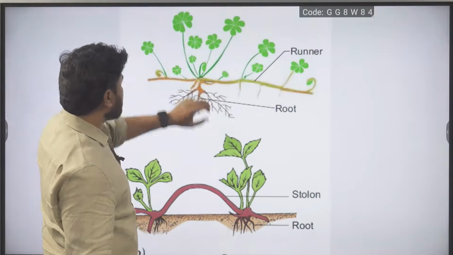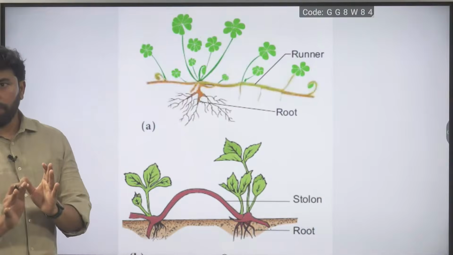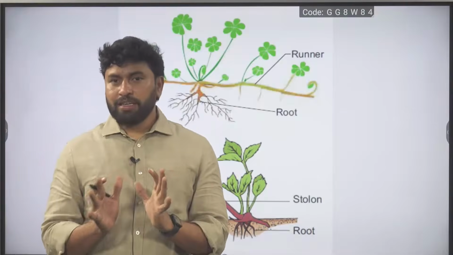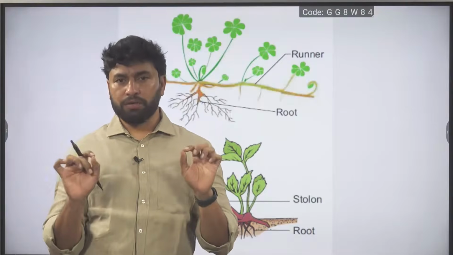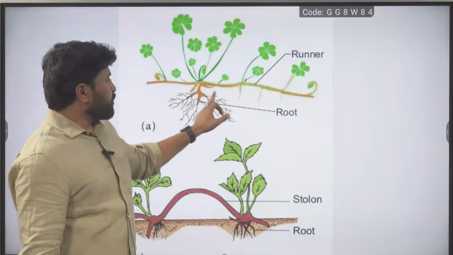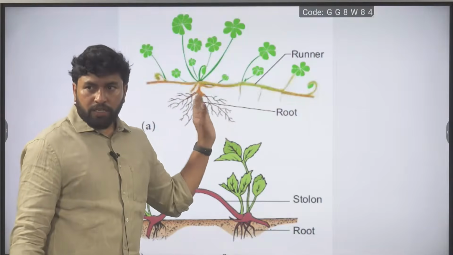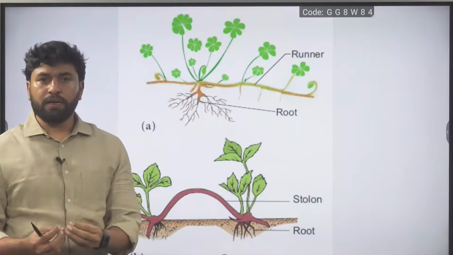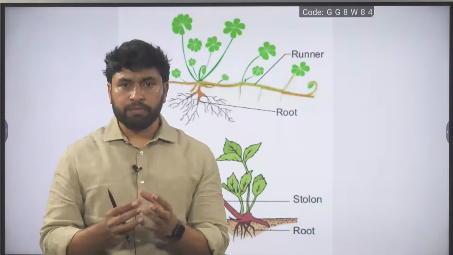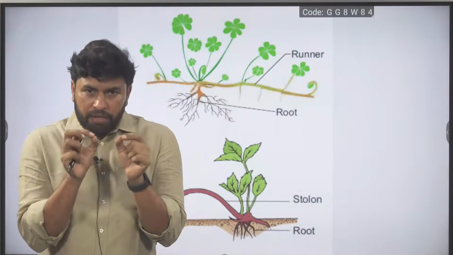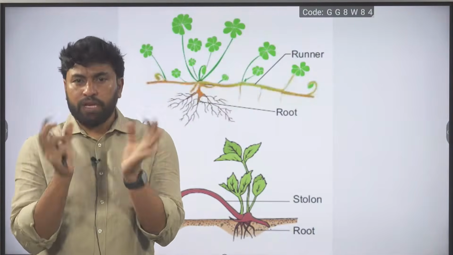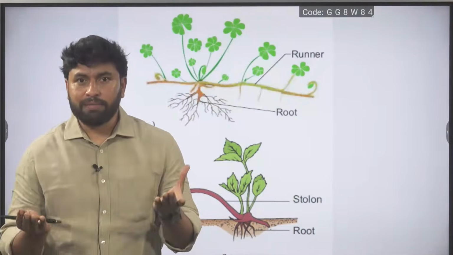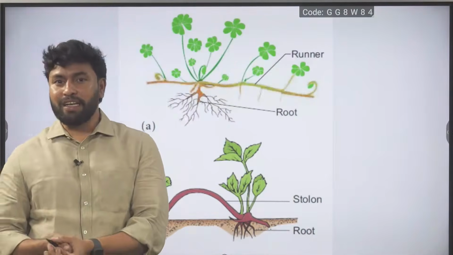In the runner, what happens in the mode of runner? I told you runners, stolons, suckers are modes of vegetative propagation. Over there, the stem is growing horizontally. In a horizontally growing stem, at every node, there is a development of adventitious roots. If, by any chance, the stem is broken between the nodes, the broken areas will grow like a new stem. This is the mechanism of runner.